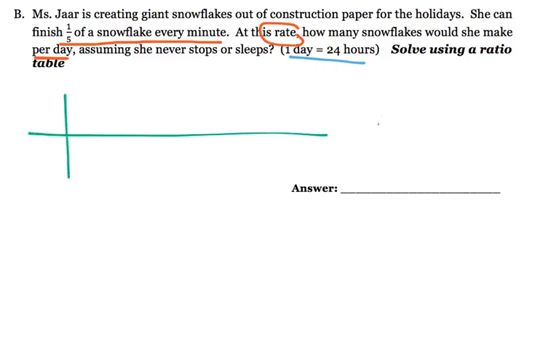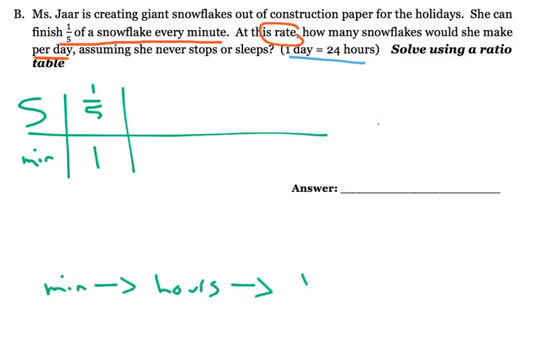So let's set this up with our 2 units from our first ratio. 4/5 of a snowflake, so S, every minute. And then it wants us to get to days. So first, here's my plan. I'm going to go minutes to 1 hour, and then hours to 1 day. So 1 hour is 60 minutes. So let's just start by multiplying this by 60.